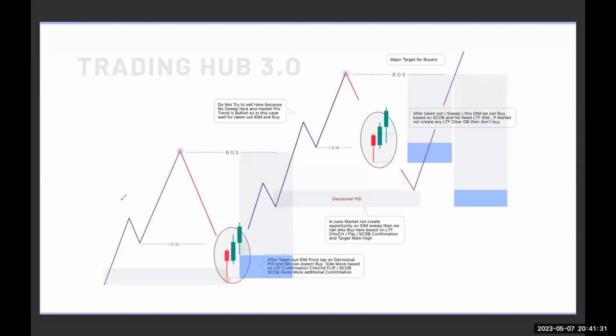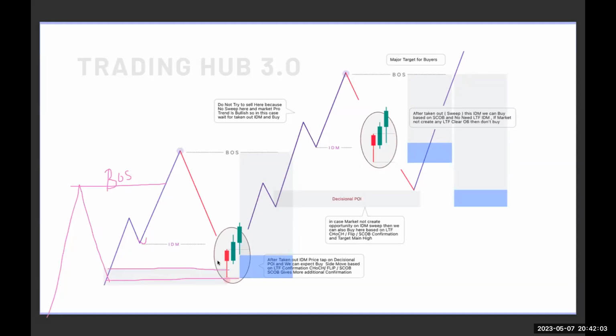So at this point, what happened here? For example, here is a break of structure. After the break of structure, the market must take out the inducement. So where is the inducement here? The market took out the inducement, mitigated the order block here. So after taking out the inducement, price can tap your unmitigated order block, and then you can buy there based on lower time frame confirmation, CHoCH and flip and T model, right? So this is the first scenario.